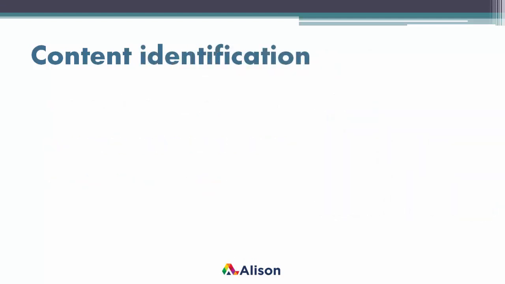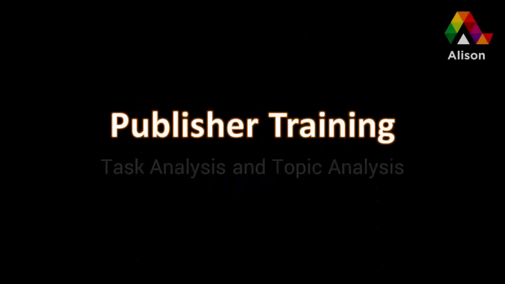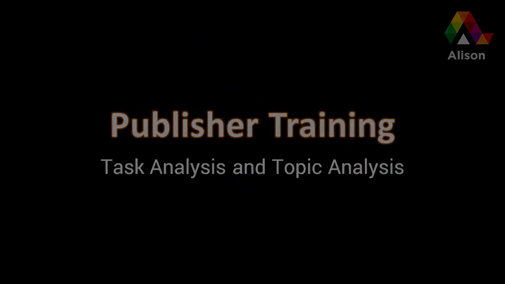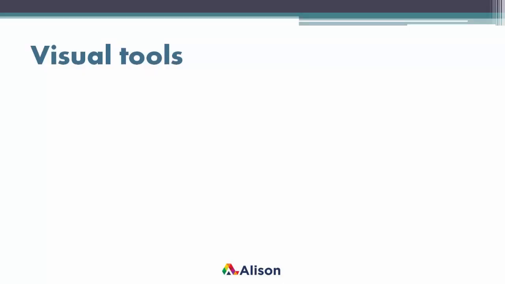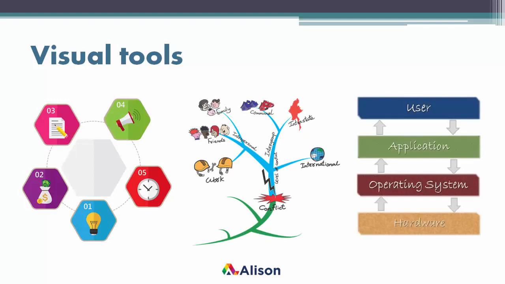Content identification and analysis can be achieved by using task analysis and topic analysis. For more information, see the video Understanding Task Analysis and Topic Analysis. Visual tools such as mind maps, concept maps, or process diagrams can be used by the publisher to help clarify the connections among the different elements.